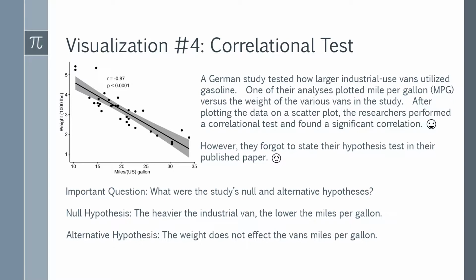In Visualization 4, you will notice a difference in the graph's layout. So instead of having a two-tailed test like the previous ones, it was more applicable to utilize a scatter chart. However, a null hypothesis, the heavier the industrial van, the lower the miles per gallon. In the alternative hypothesis, the weight does not affect the van's miles per gallon, is still implemented.